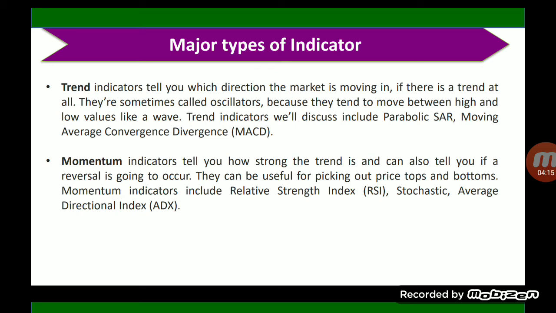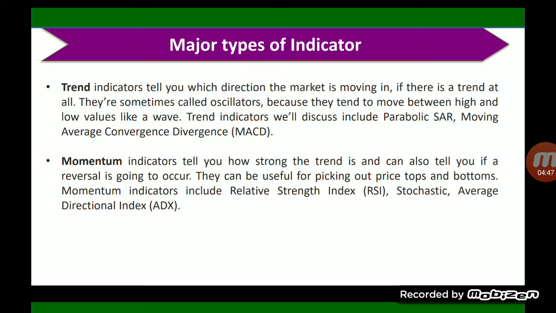First is trend. Trend indicators tell you which direction the market is moving in, if there is a trend at all. They are sometimes called oscillators, because they tend to move between high and low values like a wave. The trend indicators we will discuss include parabolic SAR, moving average, and moving average convergence divergence, that is MACD.